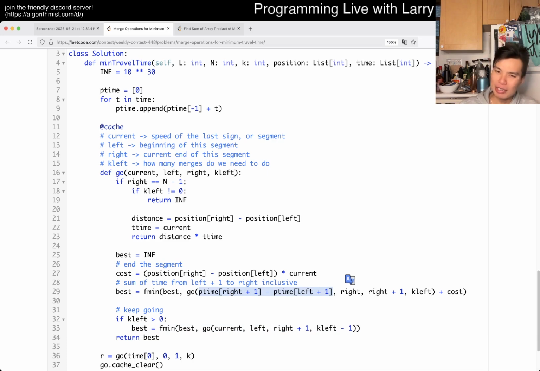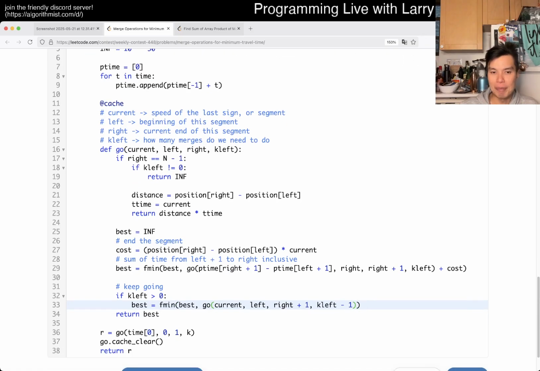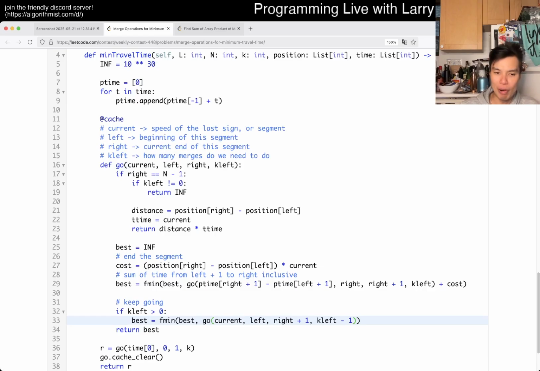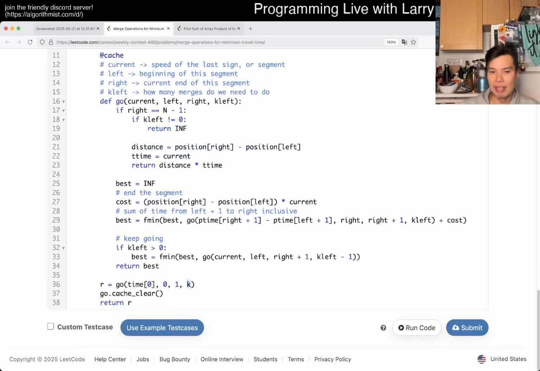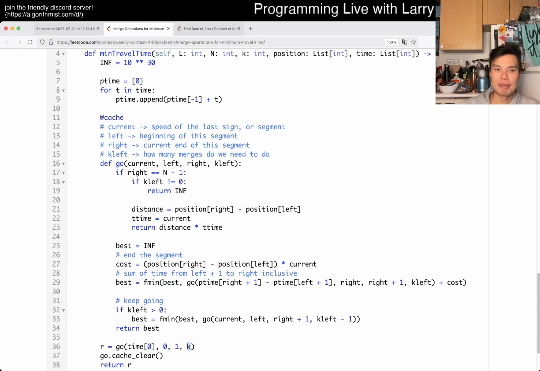I think I was trying to do that, but I couldn't figure it out for some reason. Maybe I was just off by 1. But yeah, that's basically it, really. And then the first part is that you start with the initial speed. You go from 0 to 1 as the initial segment, and k is the thing you have left, and that's it.